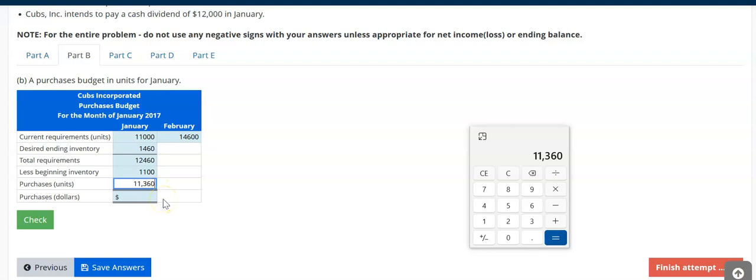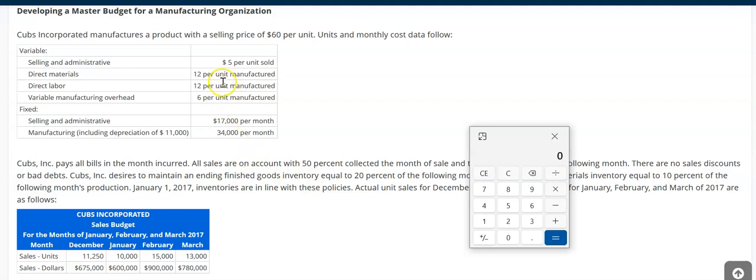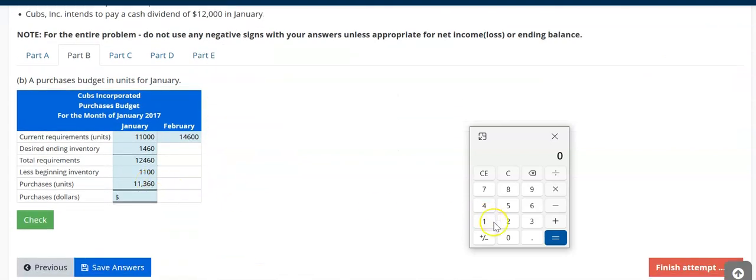That's the number of units of raw materials that we're going to need for the production for the month. Now, the purchase dollars, this particular question does something I'm not real crazy about. I had to think about this a little bit. Our direct materials, they ran out of room, I guess, and they couldn't fit in a dollar sign here. They got it for the selling and administrative variable cost, but they didn't get it for any of these. So this is $12 per unit. What we have to do is just take this 11,360 and multiply by 12.